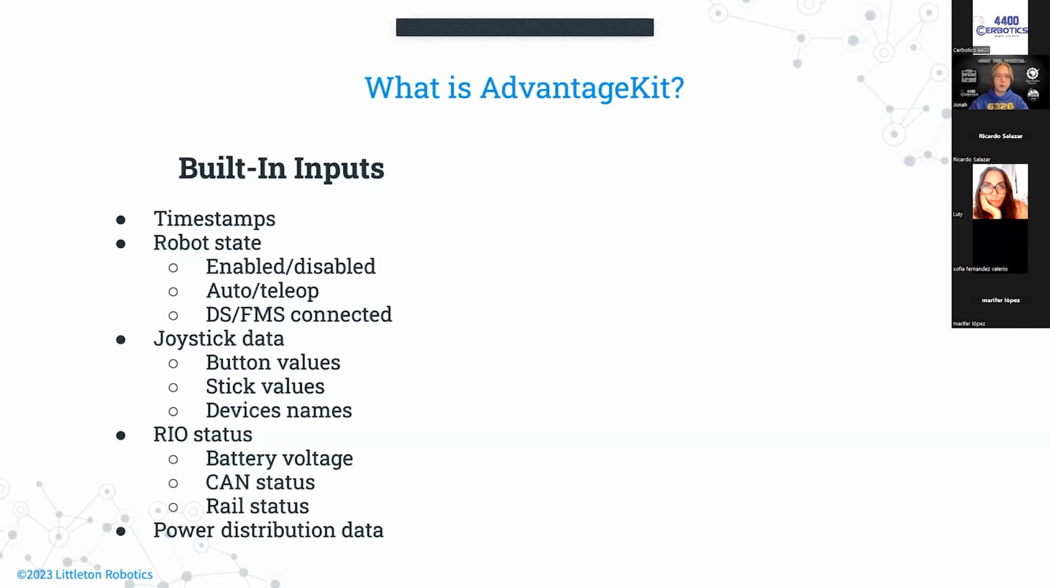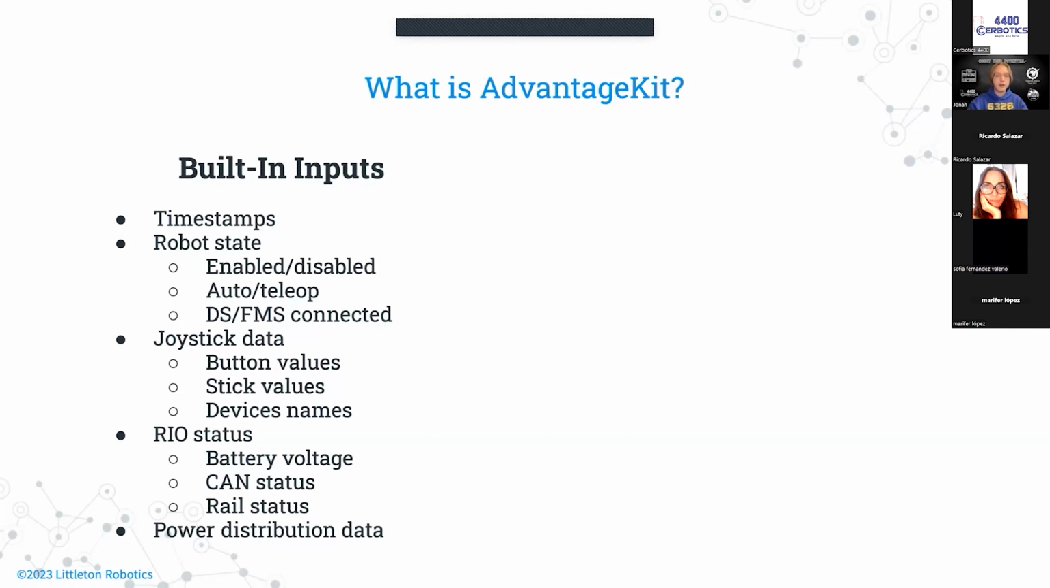So this is good in theory, but let's also talk about how it changes the robot code. AdvantageKit needs to be able to log and replay all of the code's input data. So there's a lot of this data that's managed automatically by AdvantageKit, like the robot state, joystick data, Brio status, and power distribution data. And I also want to note that timestamps are listed there.